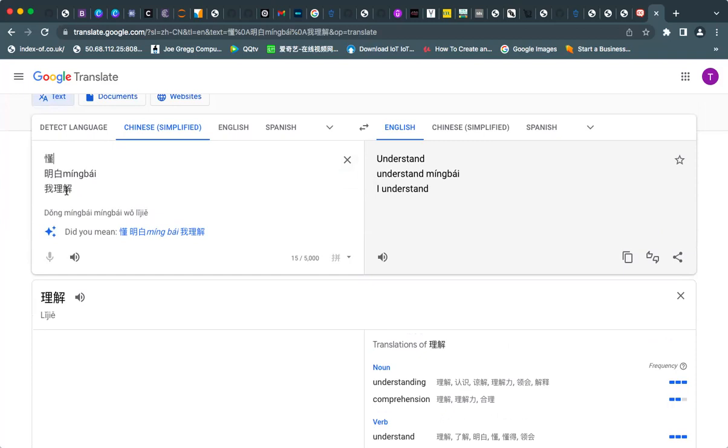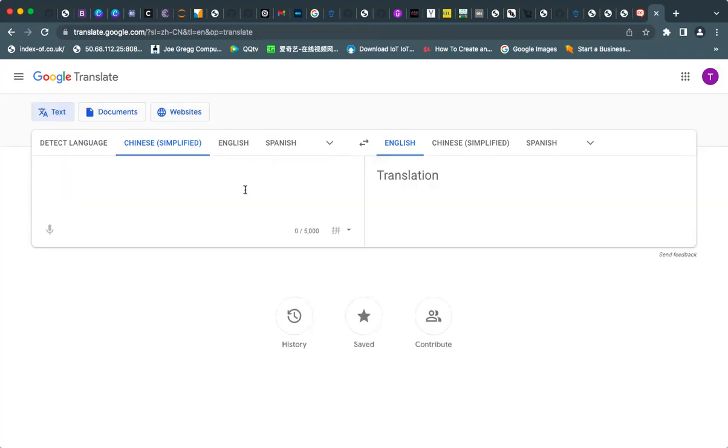But li jie has to do with comprehension mostly. Like if you're reading an article and then you say, oh, okay, I understand. I got the hang of it. Li jie. That is a little bit li jie. Okay. Dong. Ming bai, okay.